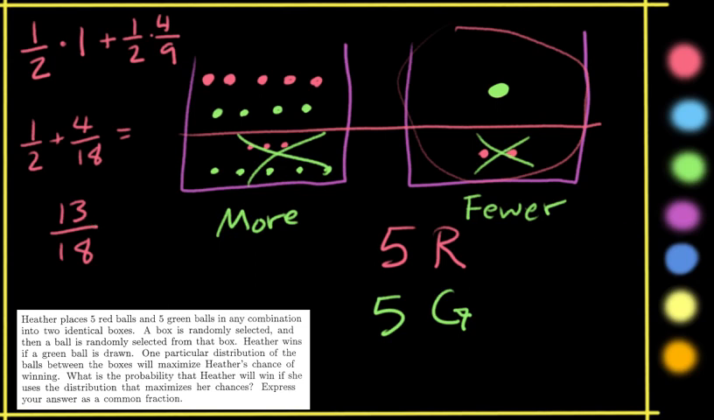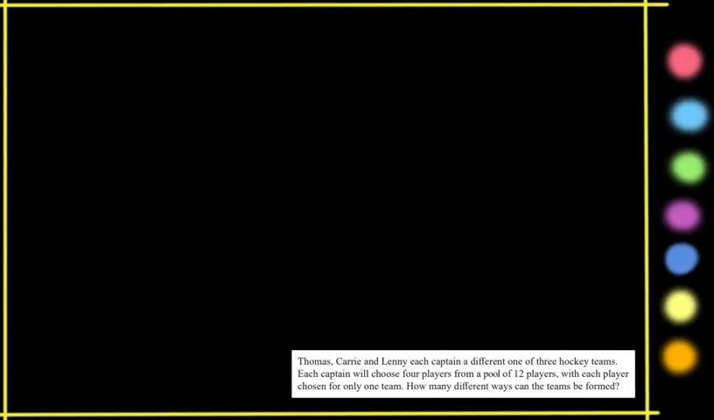Okay, great. Let's take a look at the next one. This one says, Thomas, Carrie, and Lenny each captain a different one of 3 hockey teams. Each captain will choose 4 players from a pool of 12 players, with each player chosen for only one team. How many different ways can the teams be formed? So this is the first really complicated one, I think. And in this one, there's a couple different ways to do it. And I want to show you 2 different ways.